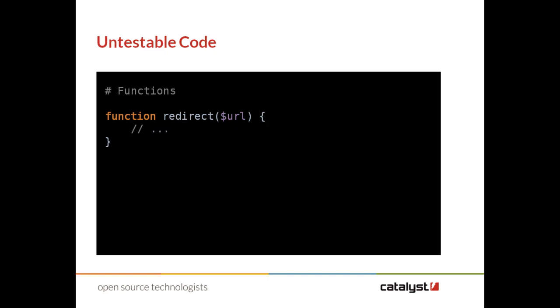Functions, non-object oriented, may also be a problem in testing. For example, the redirect function is going to kill or error your tests. If you need to create functions, for example with hooks, you can make it so it just hooks and calls a method of an object.